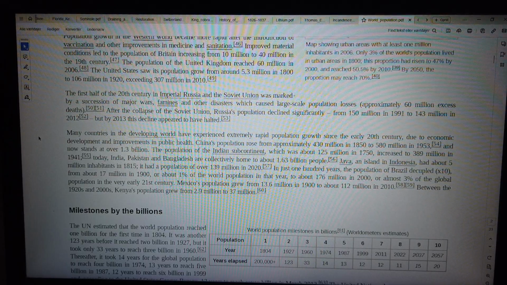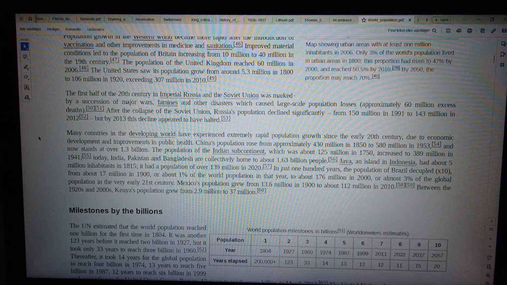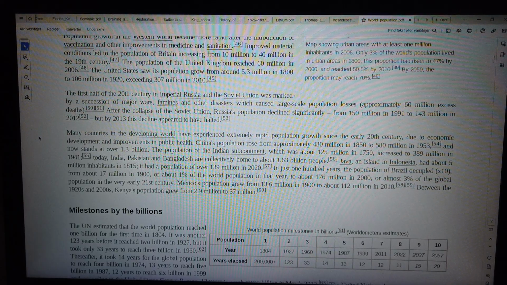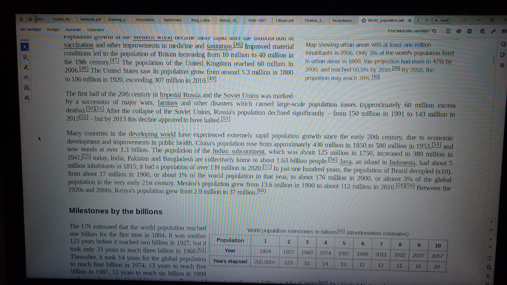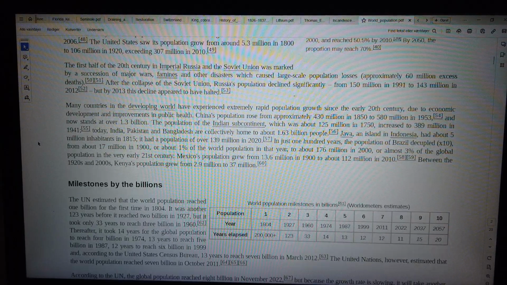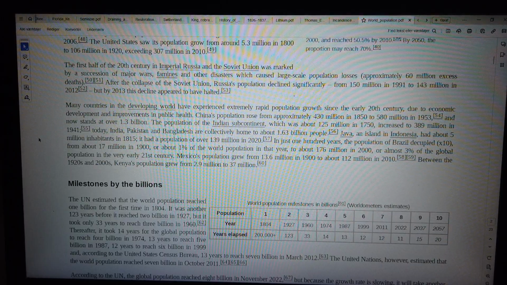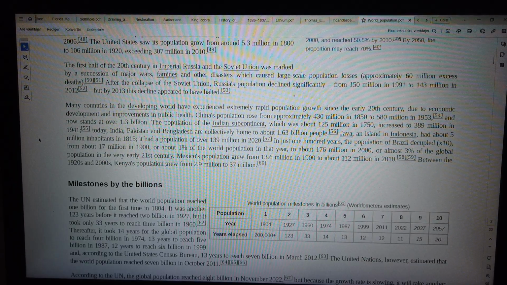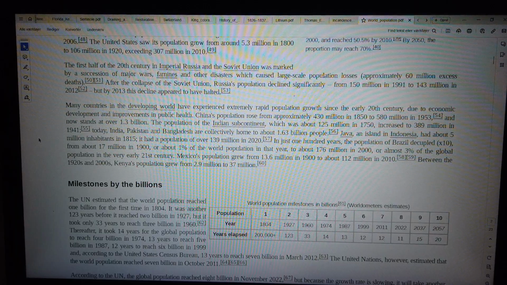The first half of the 20th century in Imperial Russia and the Soviet Union was marked by a succession of major wars, famines and other disasters which caused large-scale population losses. Approximately 60 million excess deaths. After the collapse of the Soviet Union, Russia's population declined significantly from 150 million in 1991 to 143 million in 2012. But by 2013 this decline appeared to have halted.